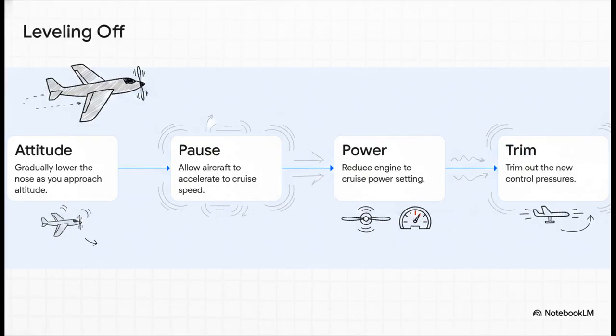Now, what about when it's time to stop climbing and level off? You need a totally different sequence here so you don't just rocket right past your target altitude. A really great rule of thumb is to start your level off early, usually about 10% of your vertical speed. So if your VSI says you're climbing at 500 feet per minute, start leveling off exactly 50 feet early. We use the APPT sequence here. Adjust your attitude by gradually lowering the nose to the horizon. Then pause. This pause is absolutely critical. Leave your climb power set and let the airplane accelerate horizontally to its cruise speed. Once you hit that faster cruise speed, pull back your power to your normal cruise setting. And lastly, trim out those new control pressures so you can fly hands off.